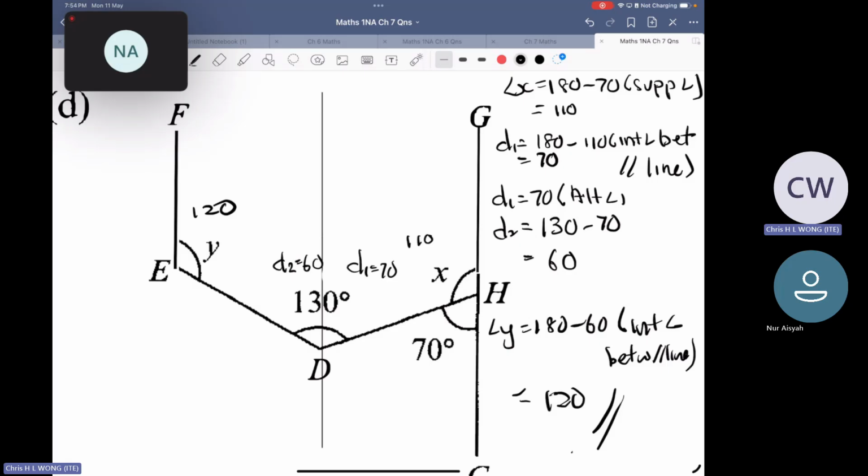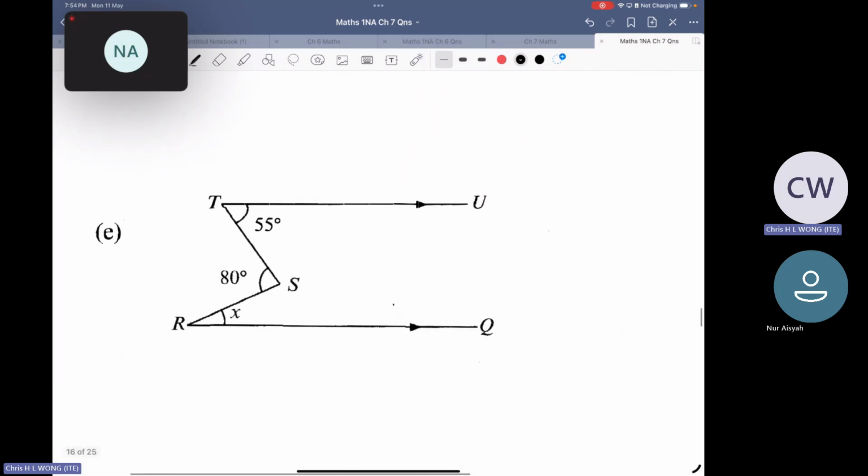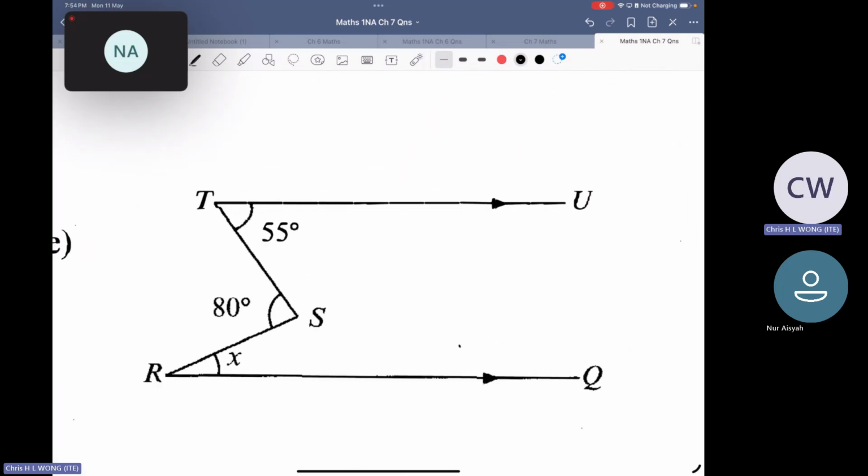Any more? No? Okay, let me see. Any other question? Okay, do this. Question 3. What's the first thing you do? You just have to draw a line. If you don't draw a line, you can't do it. You can see, draw a line.